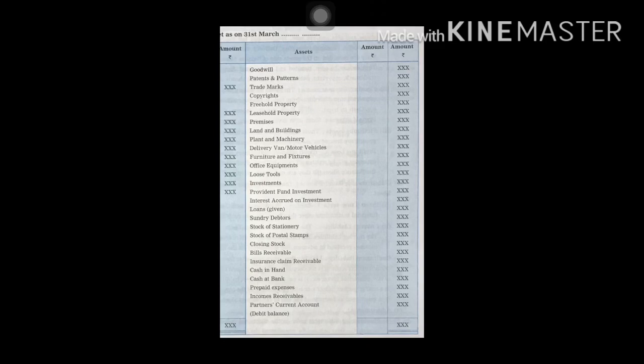Current assets, assets which are held in business for a short period of time, say around a year, they are called current assets. They are cash in hand, cash at bank, debtors, closing stock, bills receivable, prepaid expense. All this is recorded on the asset side of balance sheet. Now come to the liabilities side. See, liability side, partners capital account, partners current account, general reserve, this is the saving of the partnership firm.